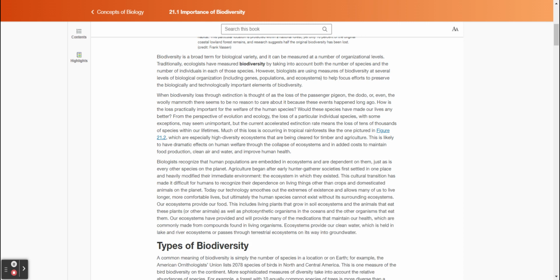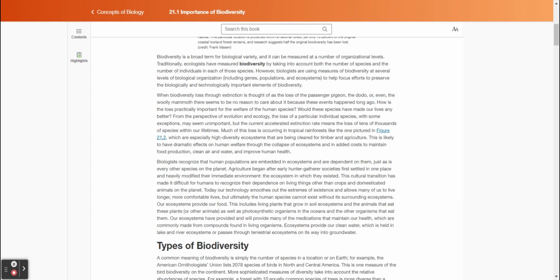From the perspective of evolution and ecology, the loss of a particular individual species, with some exceptions, may seem unimportant. But the current accelerated extinction rate means the loss of tens of thousands of species within our lifetimes. Much of this loss is occurring in tropical rainforests like the one pictured in Figure 21.2, which are especially high diversity ecosystems that are being cleared for timber and agriculture. This is likely to have dramatic effects on human welfare through the collapse of ecosystems and in added costs to maintain food production, clean air and water, and improve human health.